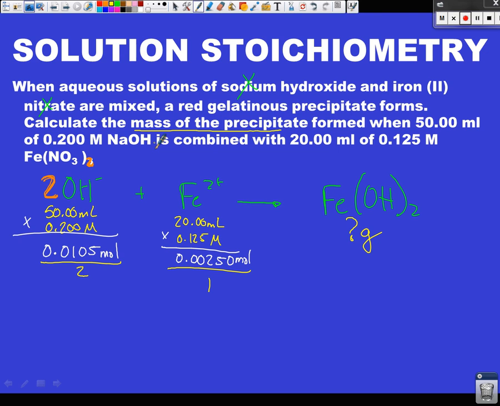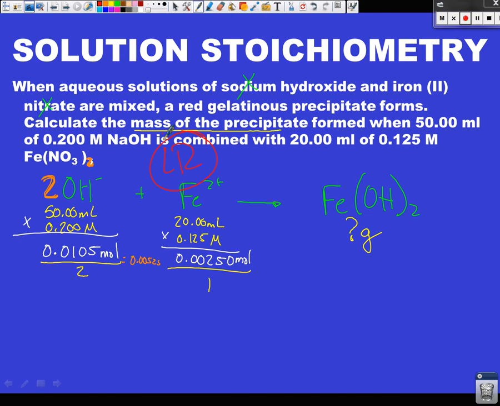Do it again. Okay. Now, then divide 0.0105 by 2. And is it less than the other one? What is it? 0.00525. So which one is less? Iron. So this is our LR.